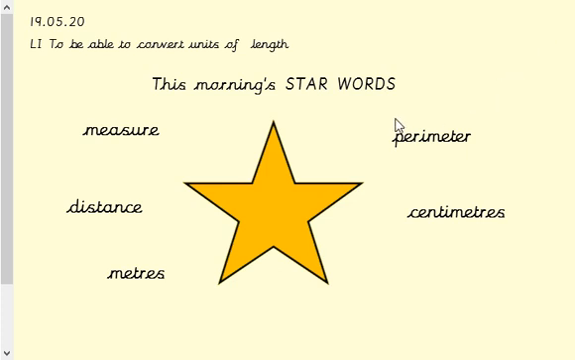Okay, so perimeter, for those of us that can remember it, perimeter is the distance measured around the outside of a shape. We'll come back and look at that during the course of the lesson.